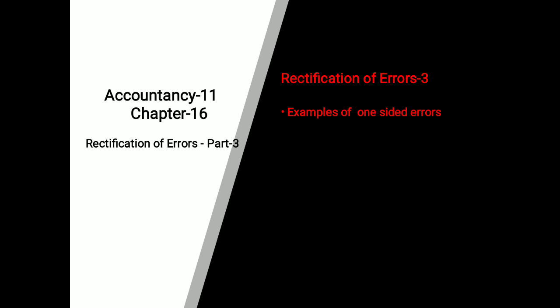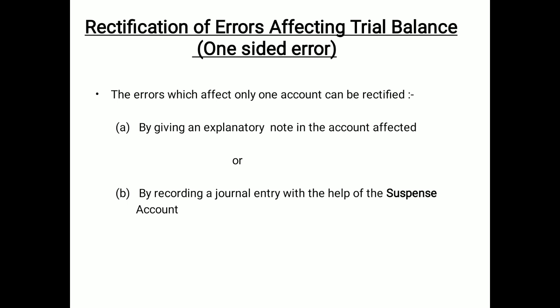Today I will tell you the techniques related to the one-sided error, how to pass the rectifying entries. Now you may see the rectifications of errors which are affecting the trial balance, called one-sided errors. When a one-sided error is there, the error which affects one account can be rectified by giving the explanatory note and by opening the suspense account.